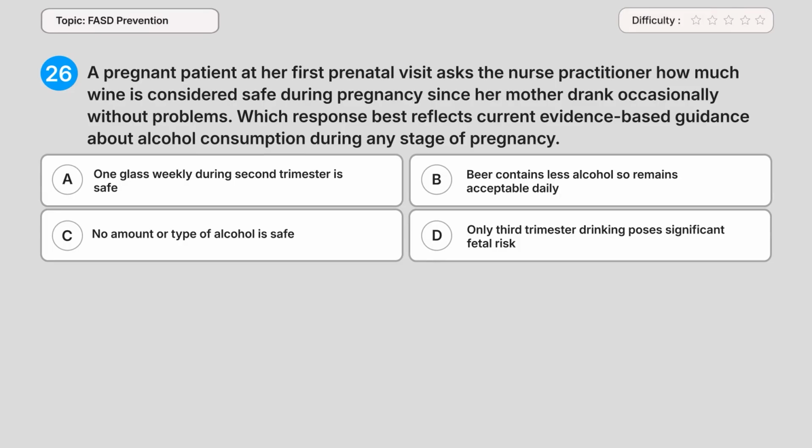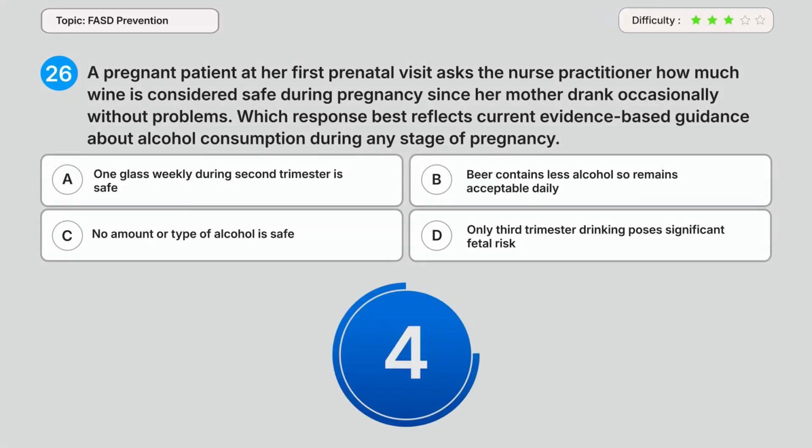Question 26. A pregnant patient at her first prenatal visit asks the nurse practitioner how much wine is considered safe during pregnancy since her mother drank occasionally without problems. Which response best reflects current evidence-based guidance about alcohol consumption during any stage of pregnancy? A. 1 glass weekly during second trimester is safe. B. Beer contains less alcohol, so remains acceptable daily. C. No amount or type of alcohol is safe. D. Only third trimester drinking poses significant fetal risk. What do you think is the answer?